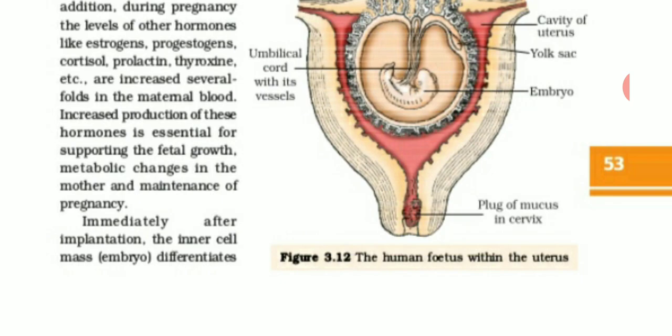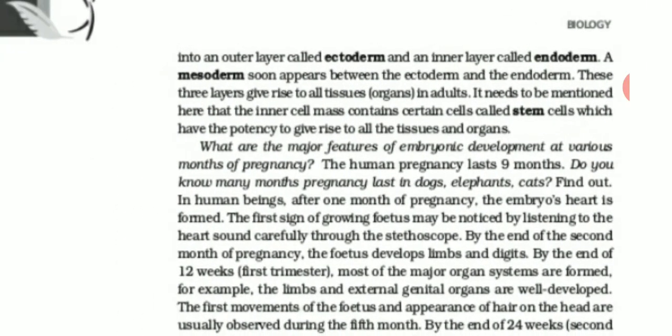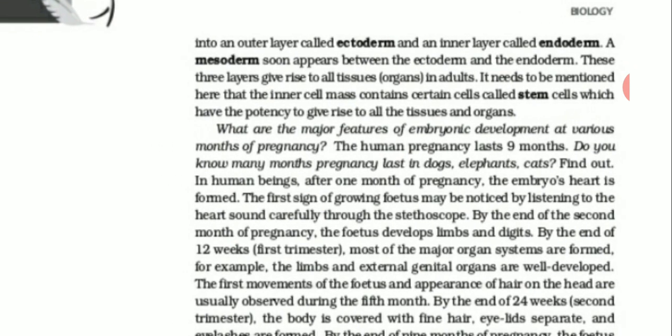Immediately after implantation, the inner cell mass differentiates into an outer layer called ectoderm and an inner layer of endoderm. ठीक है, अब यहाँ पे ectoderm, endoderm and mesoderm layers develop हो जाती हैं. These are germinal layers. ठीक है, on the basis of ectoderm, mesoderm and endoderm we can differentiate the organism into diploblastic organism or triploblastic organism. When two germinal layers are present, the organism will be diploblastic, and when all three germinal layers, ectoderm, endoderm and mesoderm, are present in the embryo, as in human beings, the animals are called triploblastic animals.